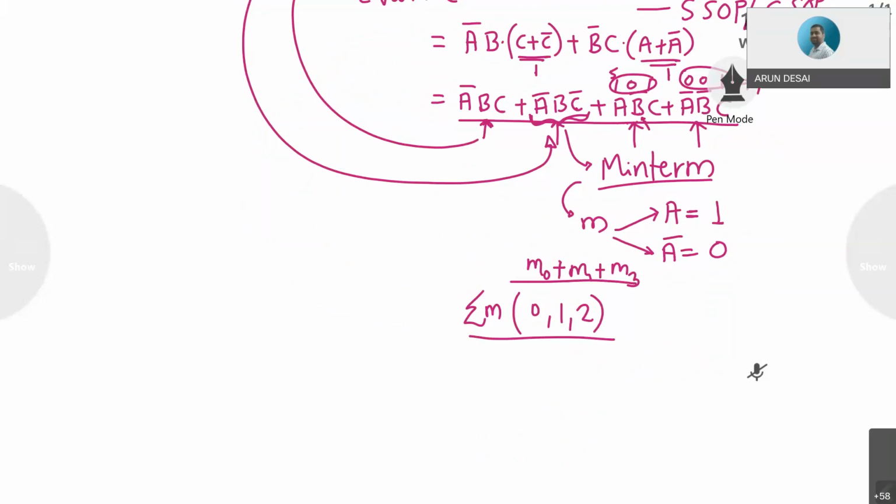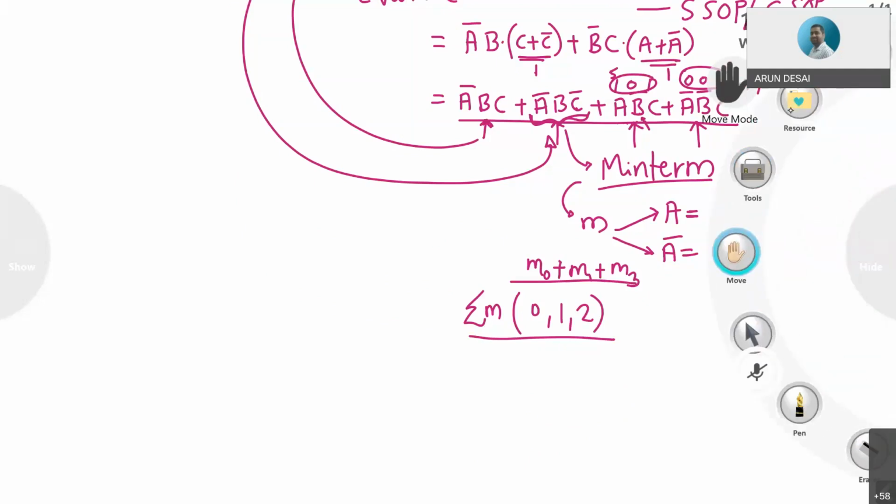So this is how sum of product looks like, right? Now, आता तुम्ही मला स्टँडर्ड पीओएस सांगा.